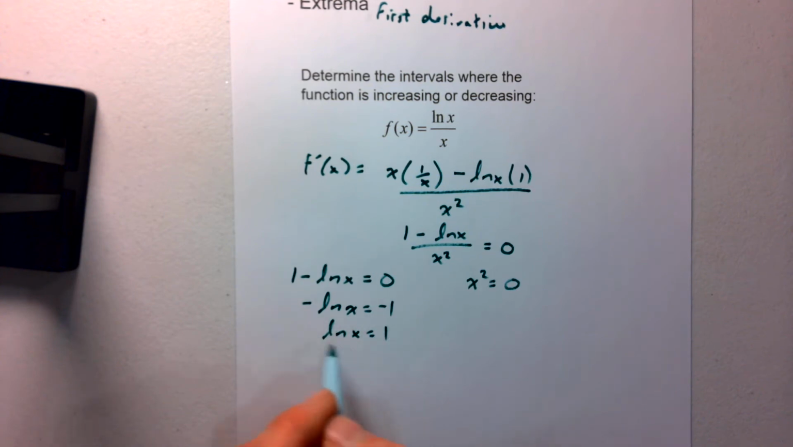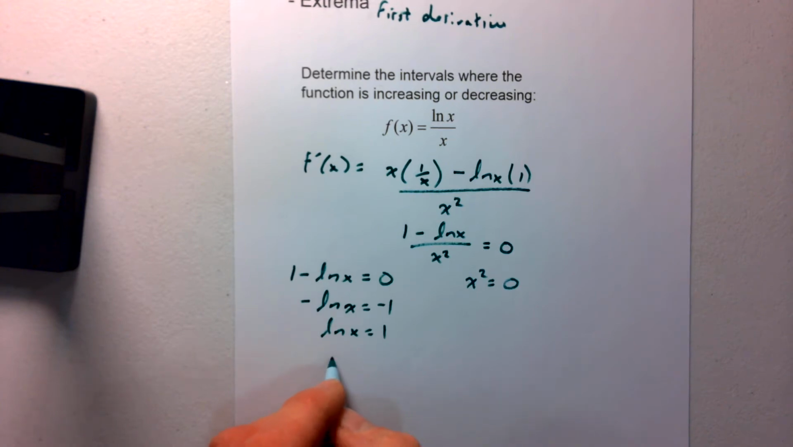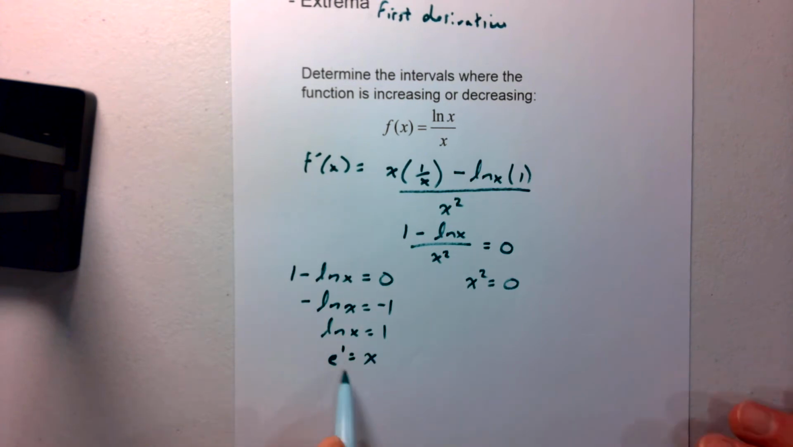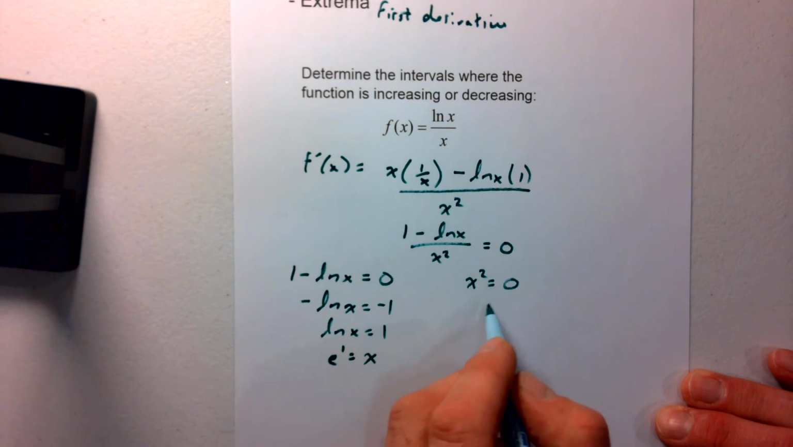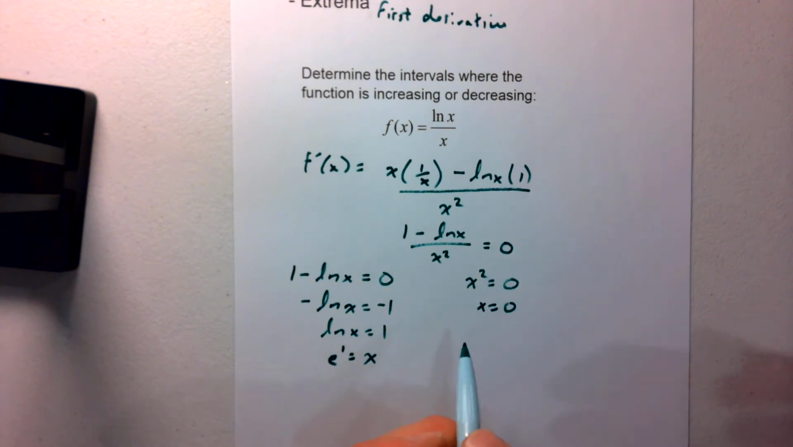How do I solve that? We just did exponential equations. Oh yes, change it to an exponential. So we have e to the first equals x, so x is going to equal e. Here, x squared equals 0, so x is going to equal 0.